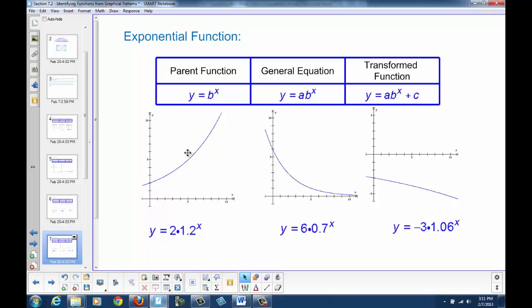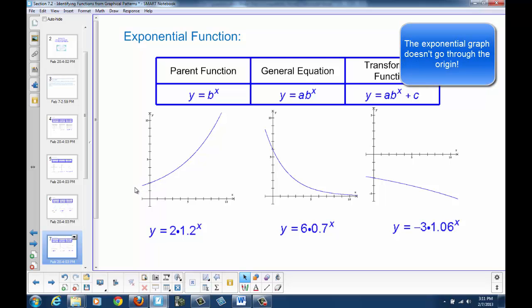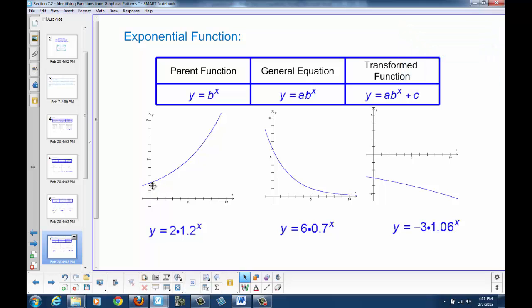Our basic graph increases just like the power function when b is greater than 0, and is concave up, but the graph doesn't go through the origin. In fact, the graph is going to go through either 1 if the graph hasn't been dilated, or through a here if the graph has been dilated.